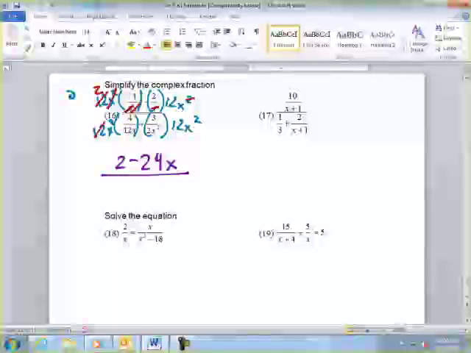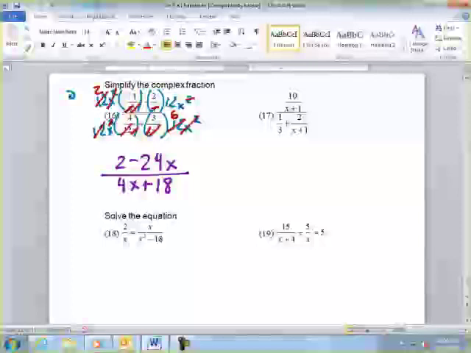First part of the bottom, the 12s go, one of the x's can go, so I'm left with a 4 and an x. Second part of the bottom, the 2 goes into the 12 6 times. X squareds go. So 3 and 6 make 18. Questions on that?